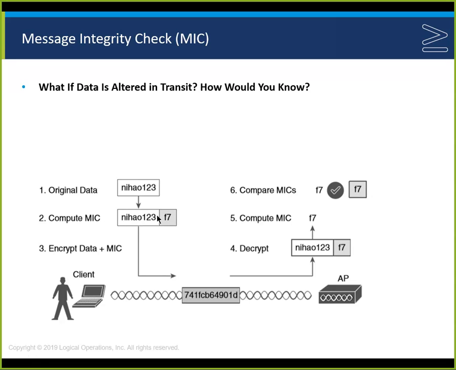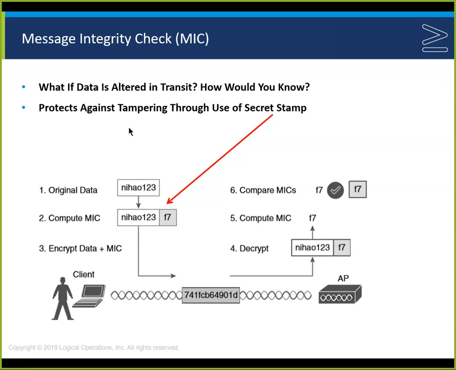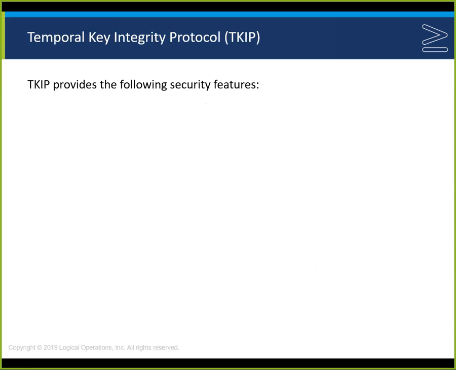The hash, if anything has changed in the data, it's not going to match when we get to the other side. So we can now be sure that what we received was actually what was sent from the other side using the MIC, the message integrity check. Protects against tampering, use of a secret stamp, and it's based upon the contents of the data. And again, when you see these things, think hash. So we do the hash. So when they're identical, we're okay.